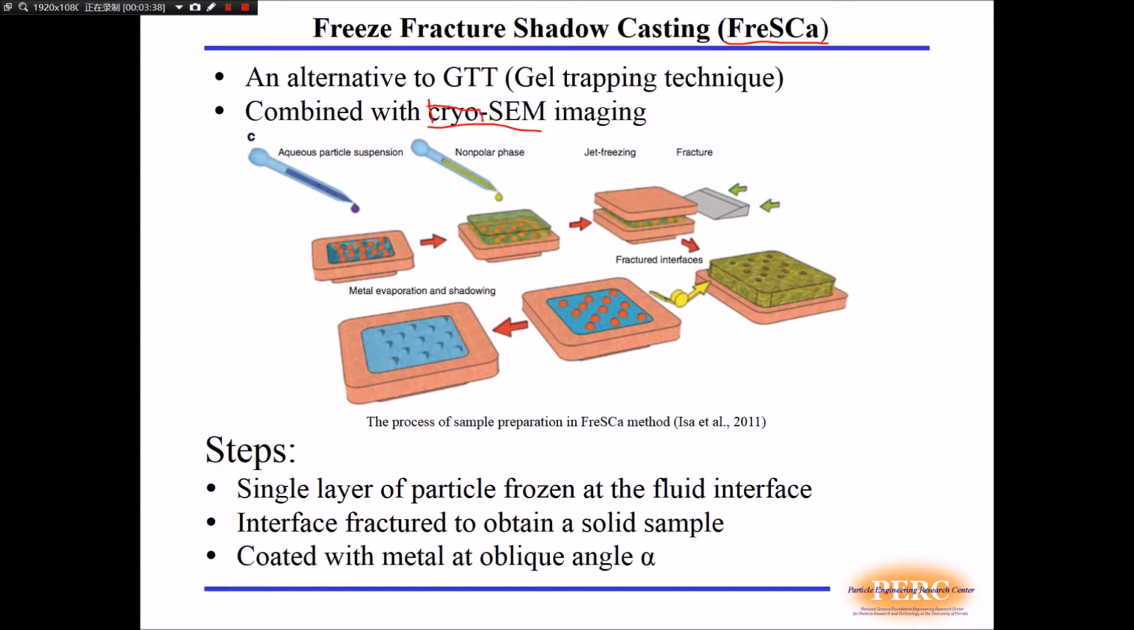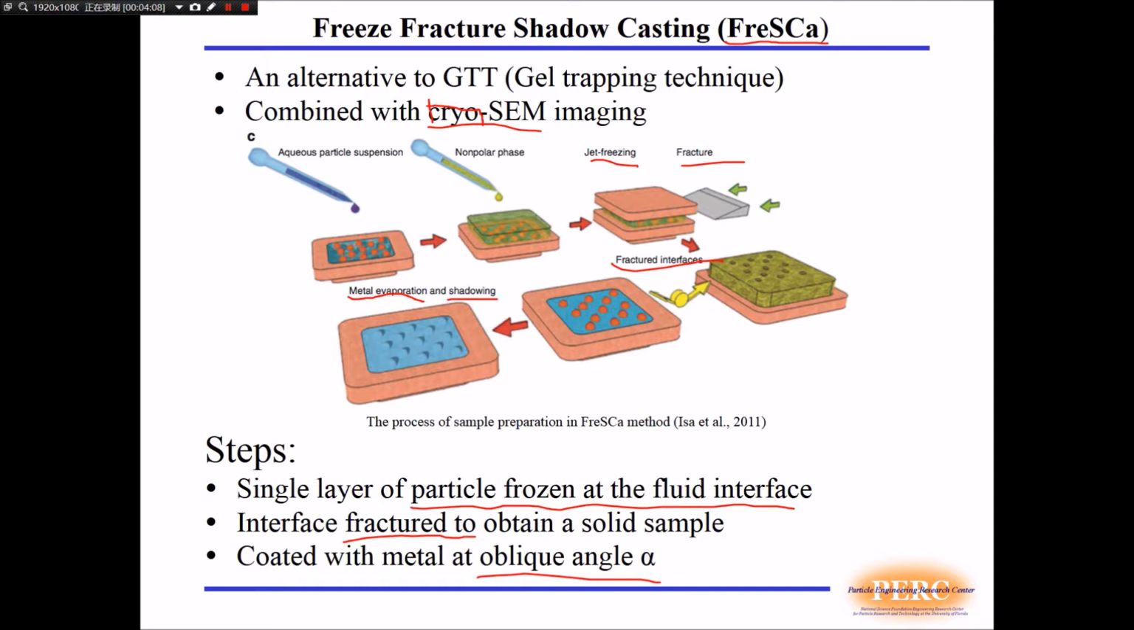Cryo means icy cold. The figure illustrates the process of applying Fresca. Initially, particle monolayer is frozen at the fluid interface. Then the interface is fractured with the immobilized particles so that a solid sample is obtained. Then the sample is coated with metal at an oblique angle alpha. After metal evaporation, a shadow is created and ready for SEM observation.